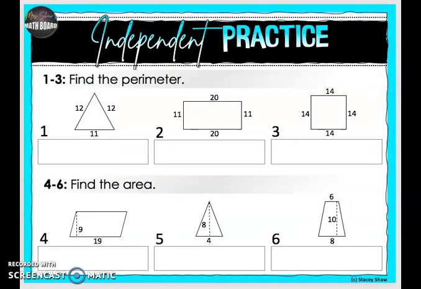Okay, now it's time to test your skills on your independent practice. So we're going to be doing the same thing that we just did on the guided practice. Numbers 1 through 3, you're finding the perimeter. Numbers 4, 5, and 6, you're finding the area of the figure.